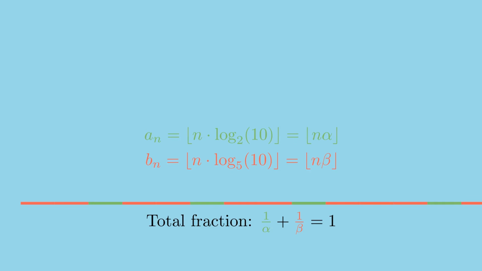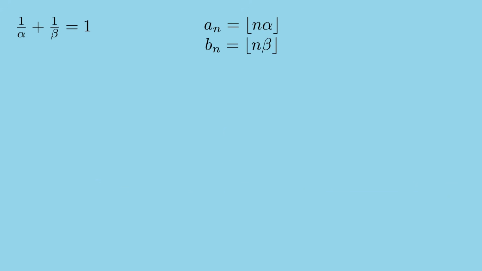Is this true with our alpha and beta? Yes, by change of base formula for logs. See the demonstration here. So our claim is that if alpha and beta satisfy this, then the floor of the arithmetic progressions with differences alpha and beta cover every positive integer.